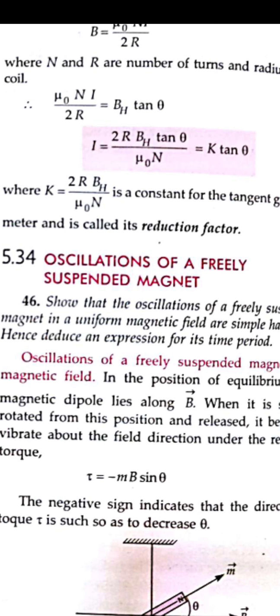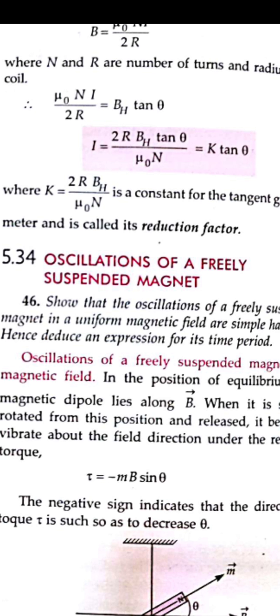Similarly, we will see oscillations of a freely suspended magnet. We know that whenever a magnet is freely suspended, it aligns itself in the north and south direction of the geographical Earth, right? So it will come into equilibrium, and if the magnetic field changes, it can rotate from its position and will try to vibrate when the magnetic dipole lies along the magnetic field B.